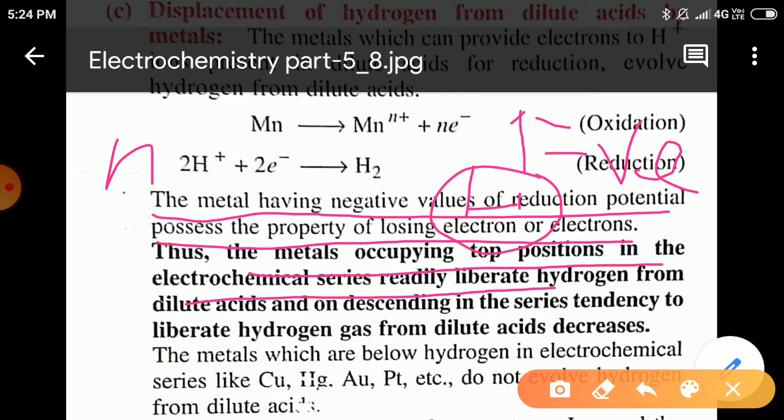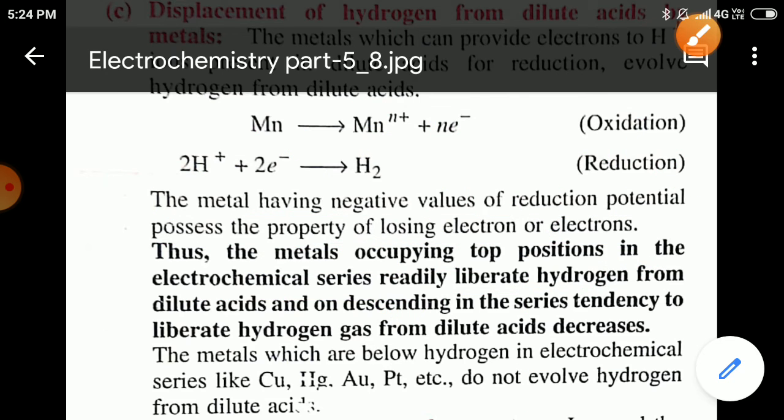These elements release hydrogen from acid, but the elements below hydrogen in the electrochemical series have a positive value of reduction potential and are unable to release hydrogen gas from the given dilute acid.